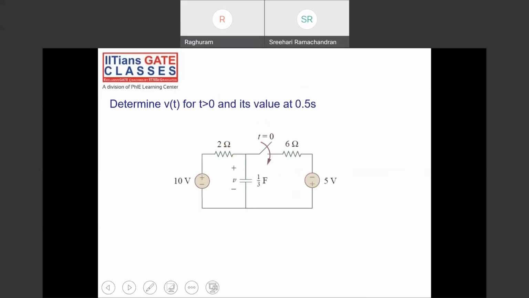Next, try to find this. Determine V of t for t greater than 0 and its value at 0.5 seconds. 3 steps. Find V of 0, tau, and V at infinity. 3 steps. Try to do it.